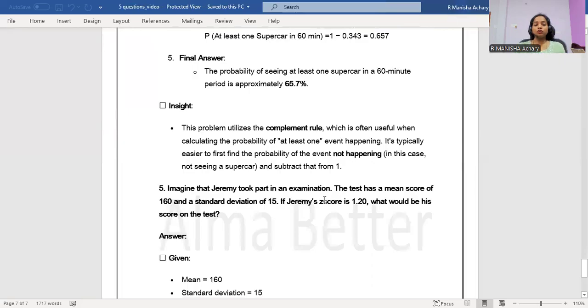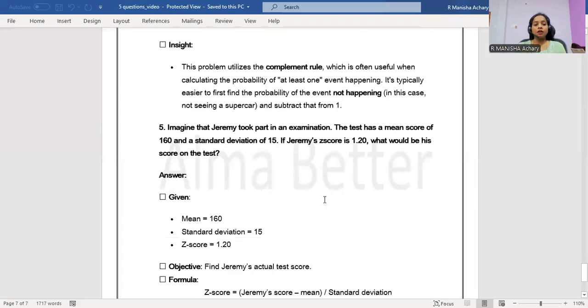In this problem, I have used the complement rule, which is often useful when calculating the probability of at least one, at least two, this type of thing. It is typically easier to find the probability of the event not happening and subtract that from 1. I have used such a concept in this problem.